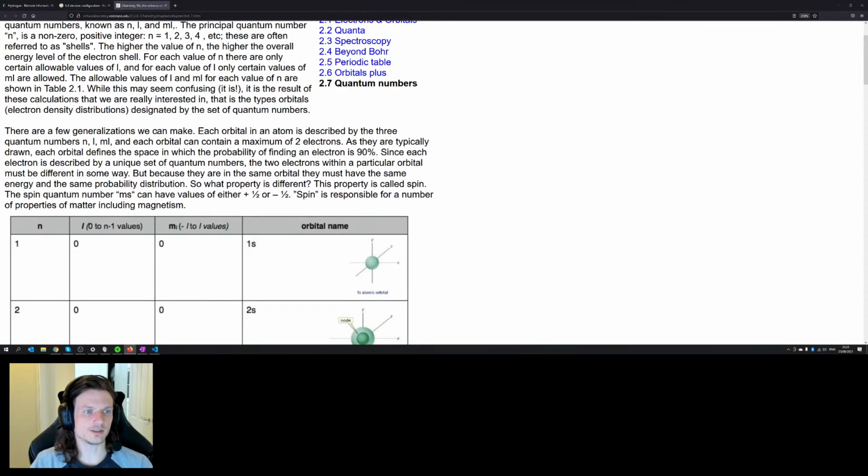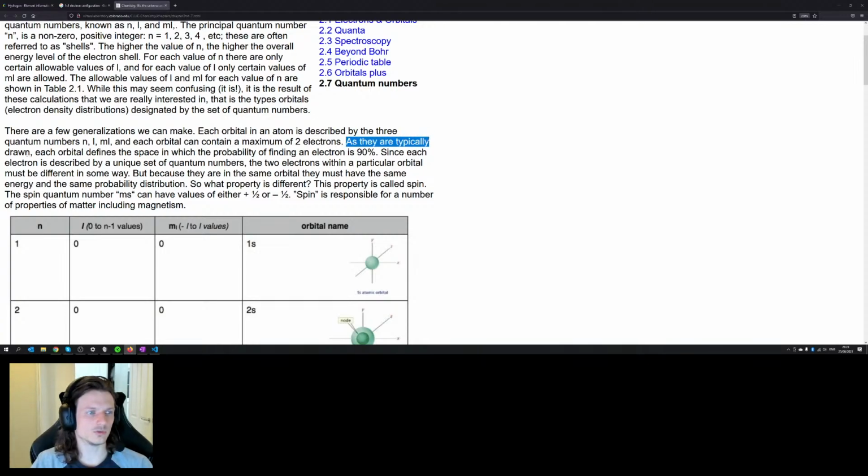There are a few generalizations we can make. Each orbital in an atom is described by the three quantum numbers n, l, and ml, and each orbital can contain a maximum of 2 electrons. As they are typically drawn, each orbital defines the space in which the probability of finding an electron is 90%. Since each electron is described by a unique set of quantum numbers, the 2 electrons within a particular orbital must be different in some way. Let me read that one again.